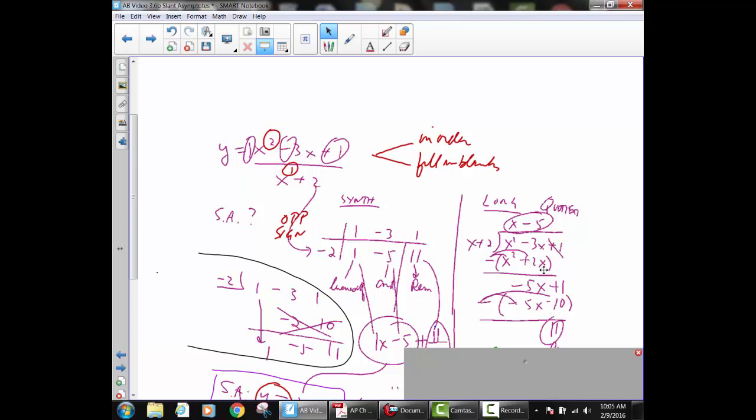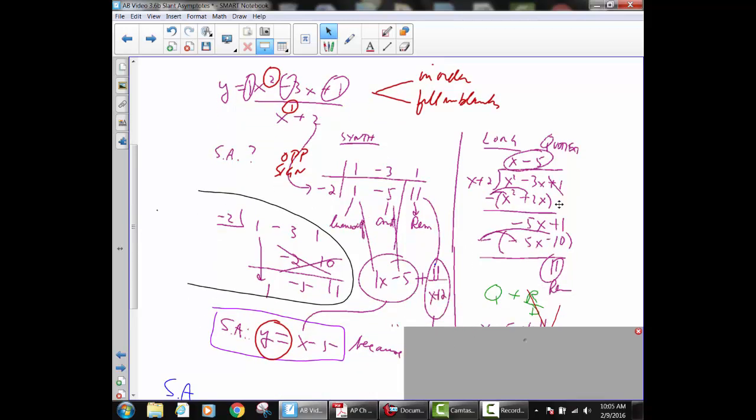x times what gives negative 5x? Times negative 5. Negative 5 times x plus 2 is negative 5x minus 10. We're going to subtract that. So that becomes negative 5x plus 5x is gone, and 1 plus 10 is 11. So either way, you get your quotient of x minus 5, your remainder of 11. Here your remainder is 11. This will be the constant term. This will be the coefficient of the x to the 1, or the linear coefficient.